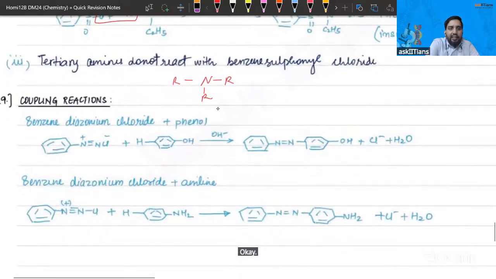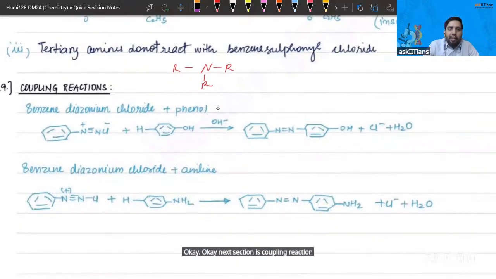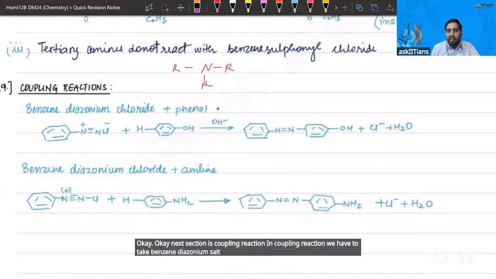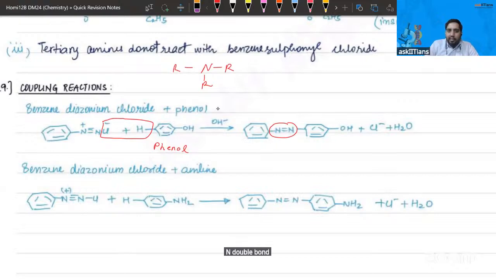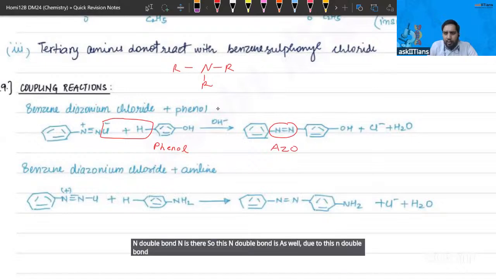Okay, next reaction is the coupling reaction. In the coupling reaction, we have to take benzene diazonium salt, and there are two reactions. First with phenol. So the para hydrogen of phenol reacts with the diazonium salt. Removal of HCl is there, and there is an N double bond N. Due to this N double bond N, this group is known as azo.